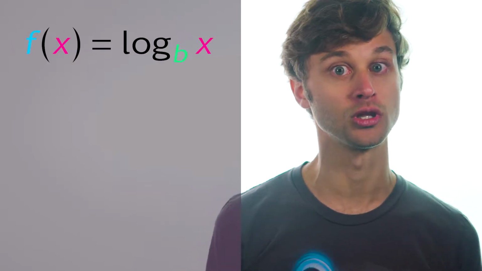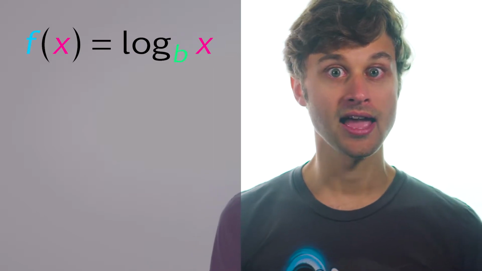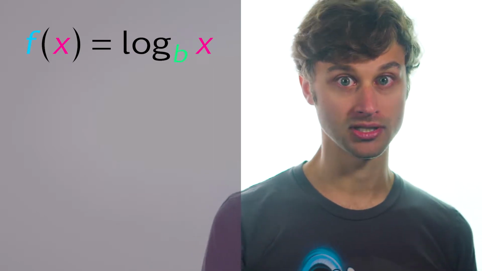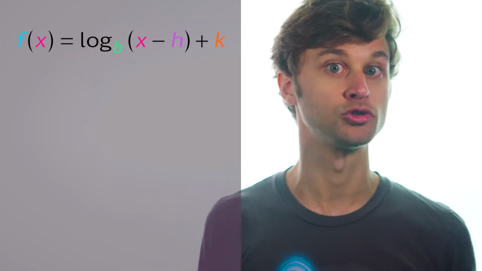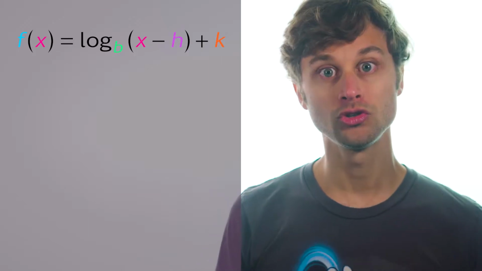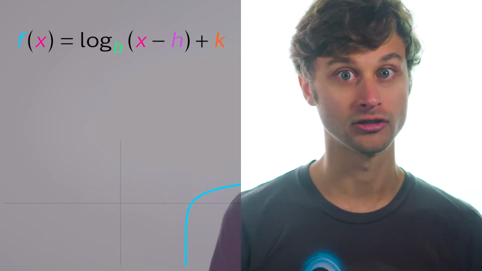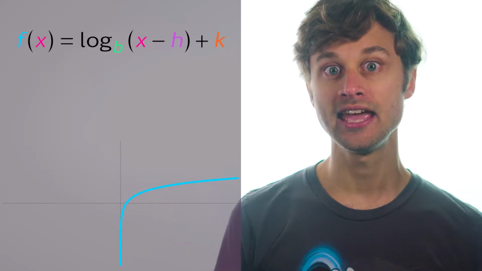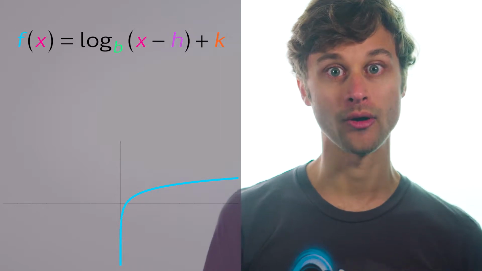So the parent function for logarithms is f of x is equal to the log base b of x. All logarithms have a base b, and their argument is the input, x. In standard form, logarithms look like this. F of x is equal to log base b of x minus h plus k. Like usual, h conforms to our horizontal shift of the function, left or right, and k conforms to the vertical shift of the function, up and down.